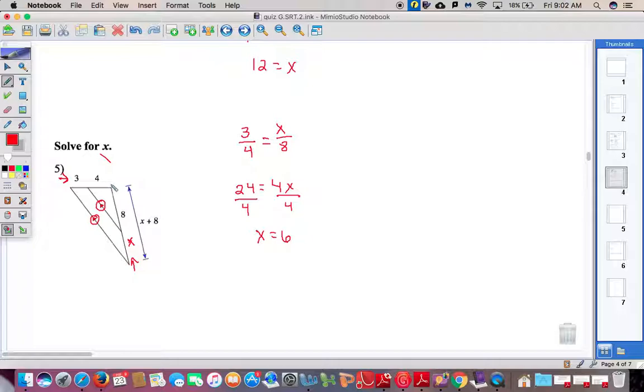Another would be for you to go the other way. And you could say 4 over 8, because these two pieces correspond to each other in that manner, and then these two in this. So we can say 4 over 8 should equal 3 over x. And guess what? You get the same result. We get 4x equals 24, so x equals 6. So if you set up the proportion correctly, you're going to get that x equals 6.